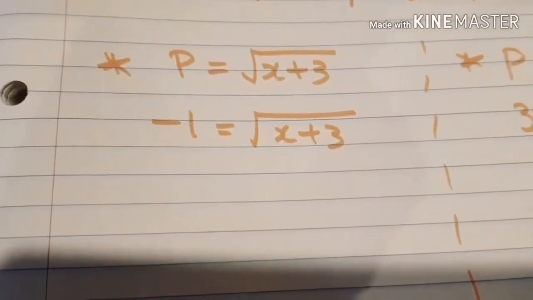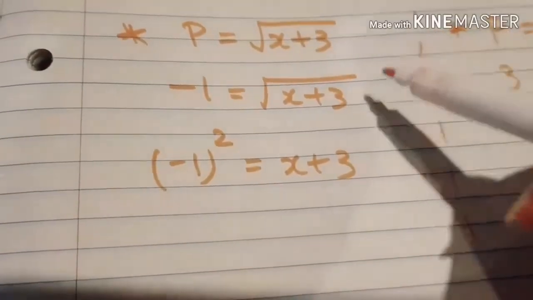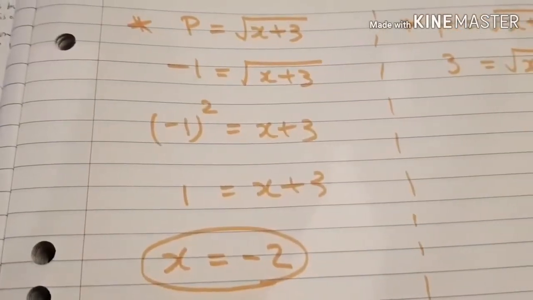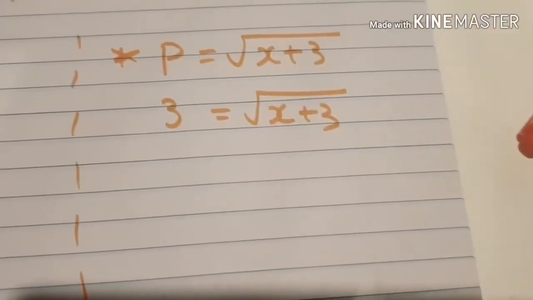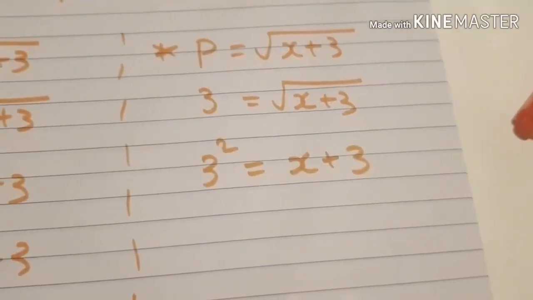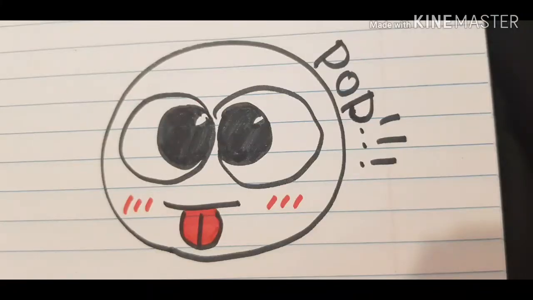Okay, if I start with this one, I need to get rid of that square root, so I'm going to square on each side. Then the square root disappears, and I square it. X will be -2. This one, I'm going to do the same. I'm going to square each side, and send 3 to the other side, like this.